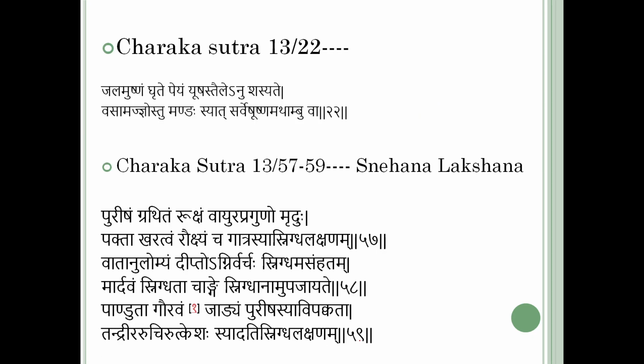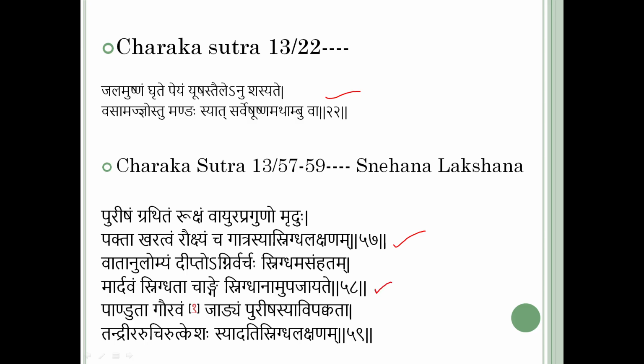Next is Charaka Sutra, that is about the 22nd shloka, that is about the Anupana of each of the Sneha, that is for which Sneha, which Anupana should be taken. So these explanations we will see later on. You just by-heart these shlokas. Charaka Sutra 57 to 59, that is Snehana Lakshana. The first shloka is Asnigdha Lakshana, that is Purisha Grathitam Ruksham Vayurapraguno Mruduhu. This is about the Asnigdha Lakshana.